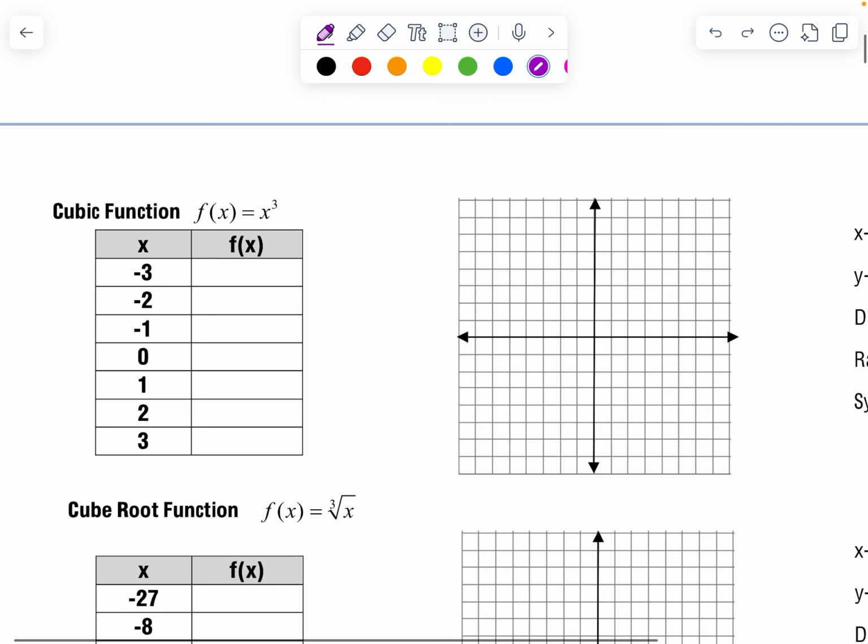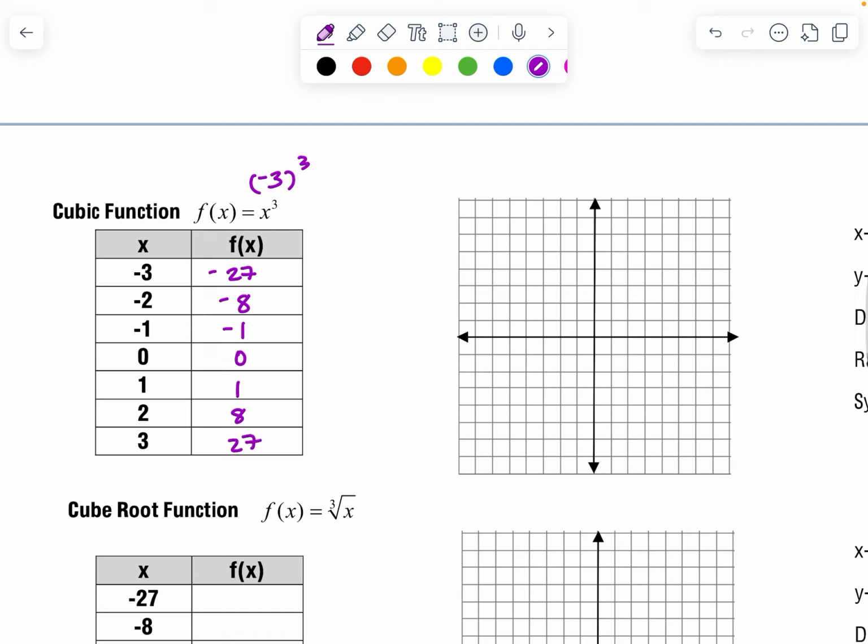Cubics. So if I plug in a -3 here, remember this is -3 times -3 times -3. 3 negatives multiplied make another negative. This is -27. -2 times -2 times -2 is a -8. -1 times -1 times -1 is a -1. 0 cubed is 0. 1 cubed is 1. 2 cubed is 8. And 3 cubed is 27. We see some symmetry here in terms of numbers.